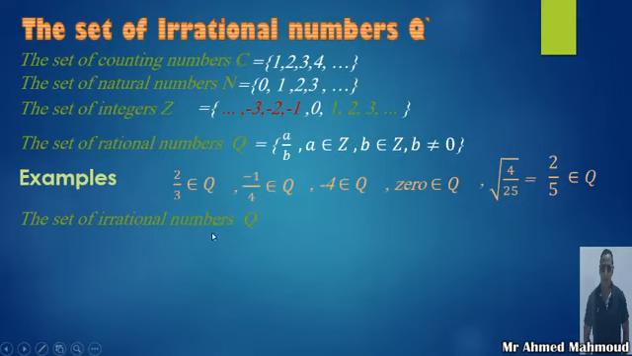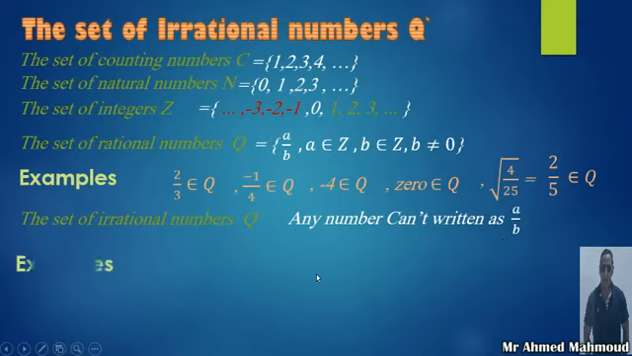Okay, the set of irrational numbers is the opposite of the rational numbers. The rational number is any number written as a fraction, a over b, but an irrational number is any number that can't be written as a fractional form. Again, any number that can't be written as a fractional form.